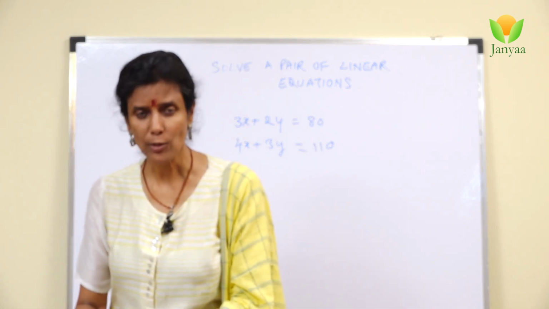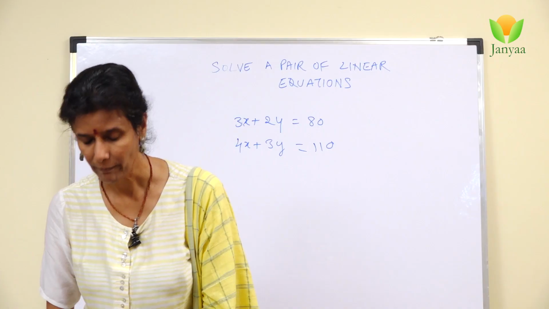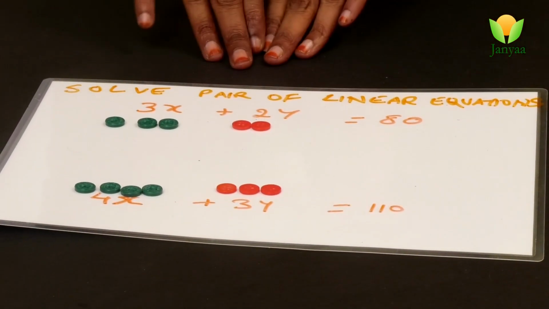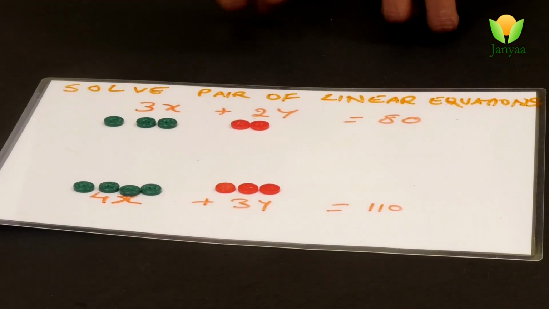Now let's use some buttons for fun. For x we are using green and for y we are using red. So you saw the representation here. 3x plus 2y equals 80, 4x plus 3y equals 110.